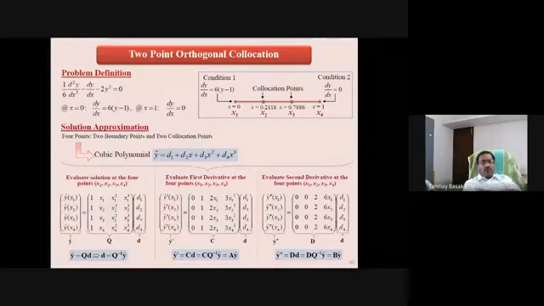So if you employ y equals d1, d2, d3, d4 at the 4 points, the 4 points are y hat x1, y hat x2, y hat x3, and y hat x4. The first point is x1, second point is x2, third point is x3, and fourth point is x4. So 1, x1, x1 square, x1 cube. Similarly, 1, x2, x2 square, x2 cube; 1, x3, x3 square, x3 cube; and 1, x4, x4 square, x4 cube. So we get a vector y hat.